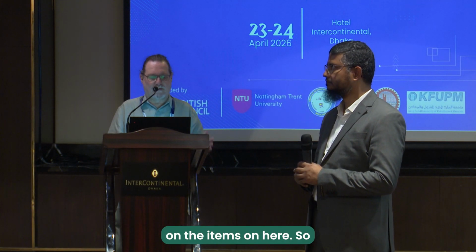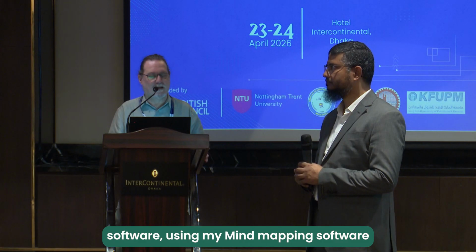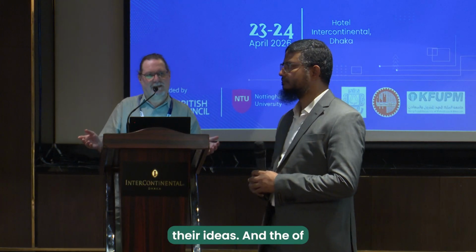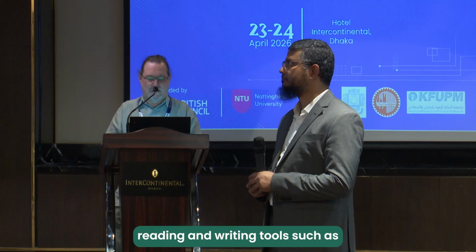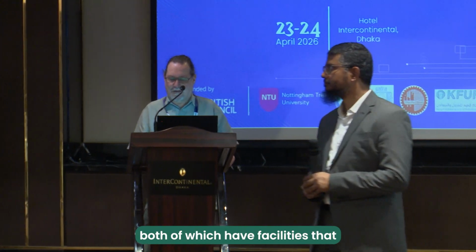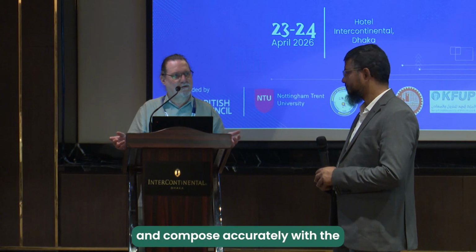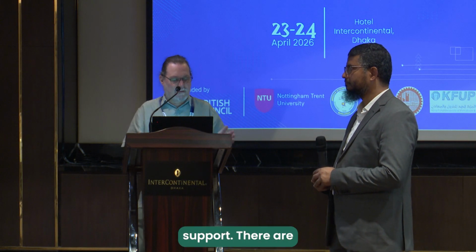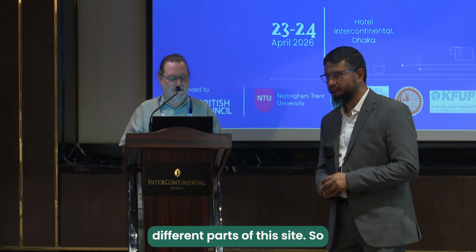The items on here, so specifically for dyslexia, mind mapping software. Using mind mapping software to help students plan projects visually, and understand their ideas. And the second item on here is reading and writing tools, such as Read&Write Gold or Kurzweil 3000, both of which have facilities that can help students digest written text and compose accurately with the appropriate spelling and grammar support. There are lots of these different tools in different parts of this site.